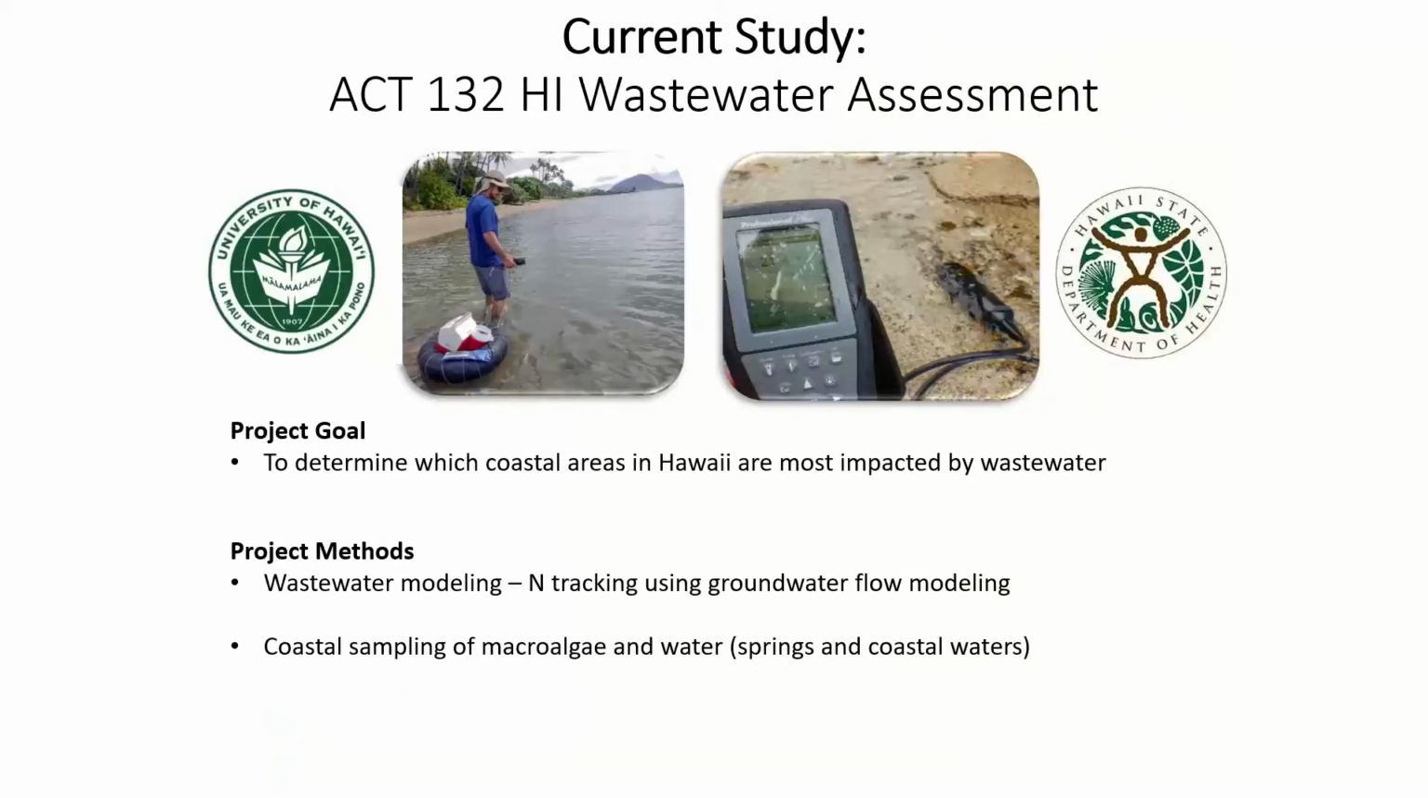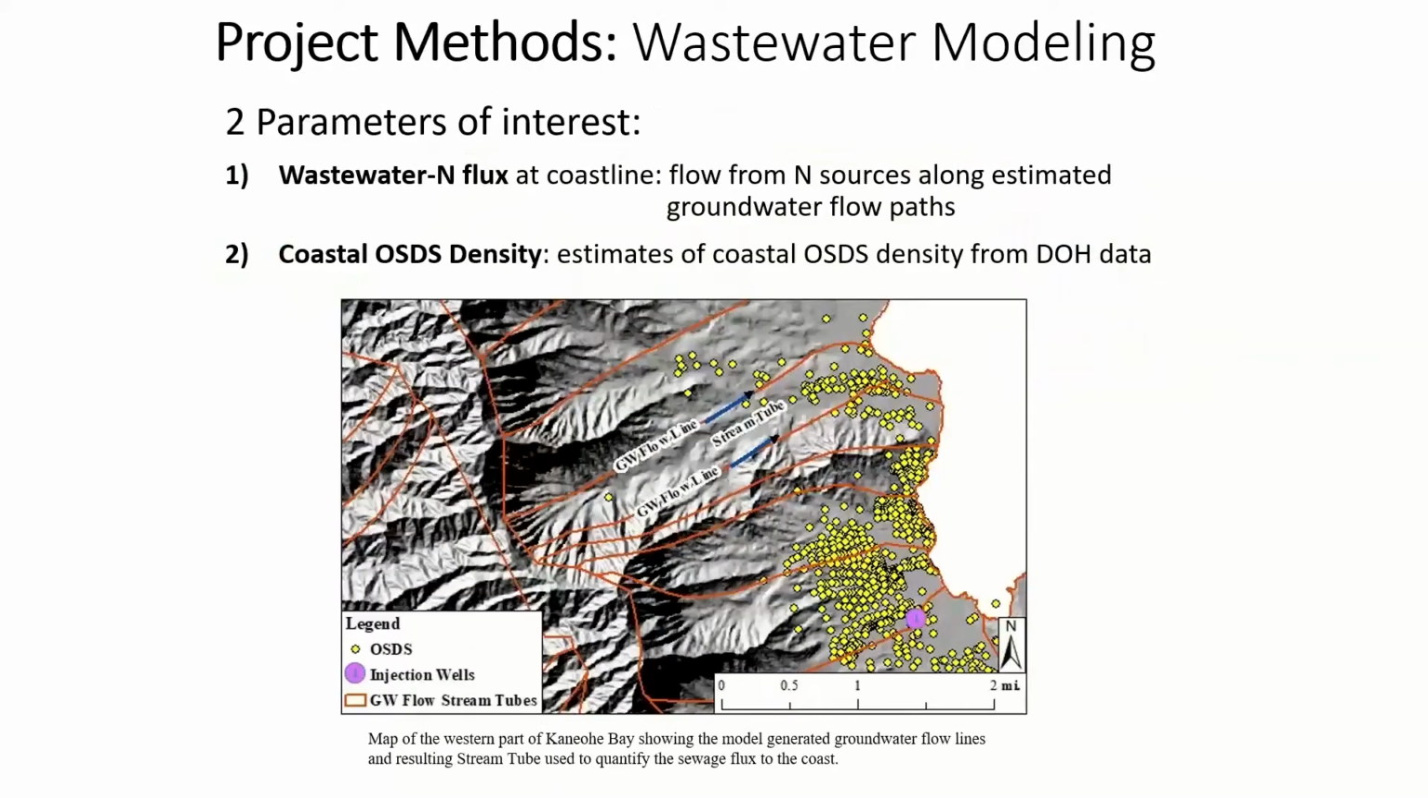That's what brought on this current study that I'm going to talk about now. The goal of the study was to determine which coastal areas in Hawaii were most impacted by wastewater, in order to assist the state in prioritizing areas for cesspool upgrades. We followed two different methods: wastewater modeling, where we tracked nitrogen using groundwater flow modeling, and coastal sampling of macroalgae and water around the state on four different islands.